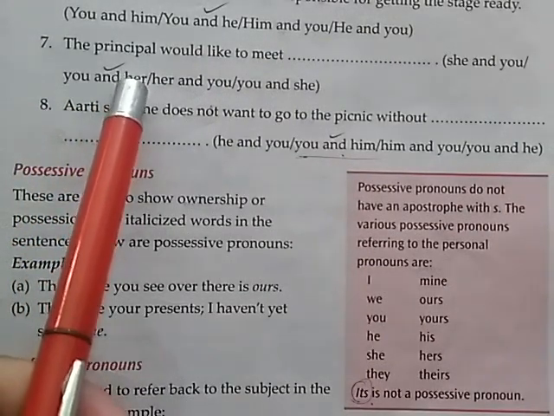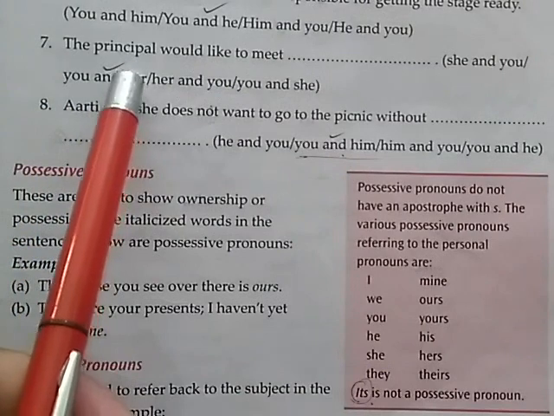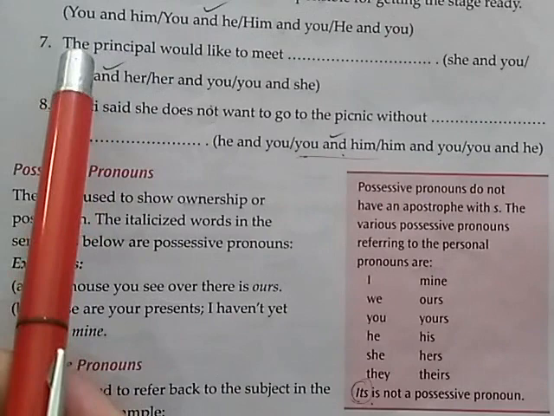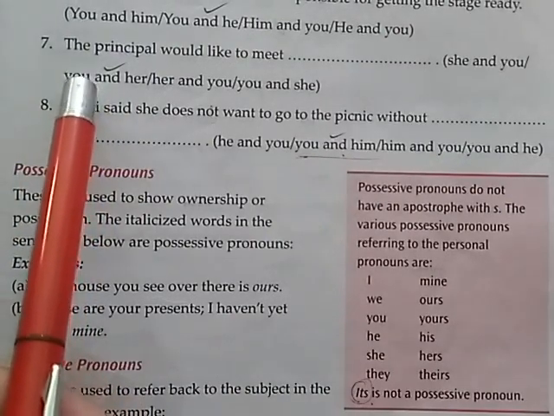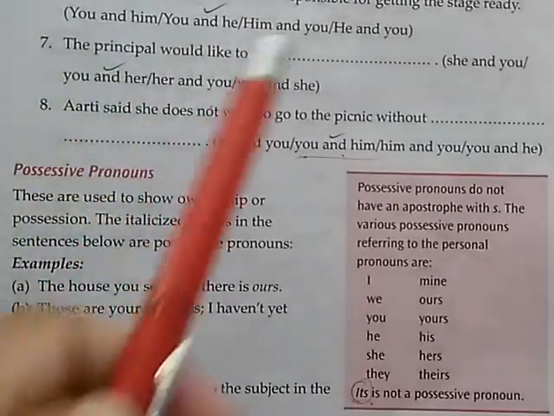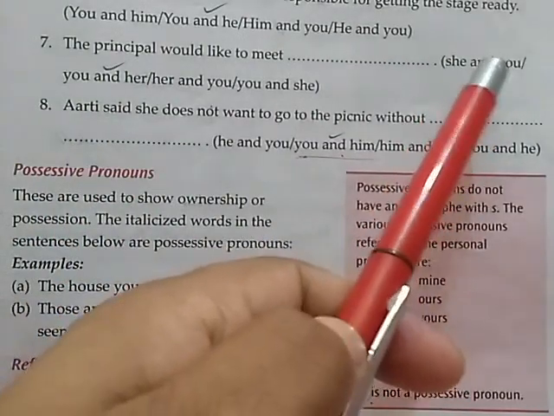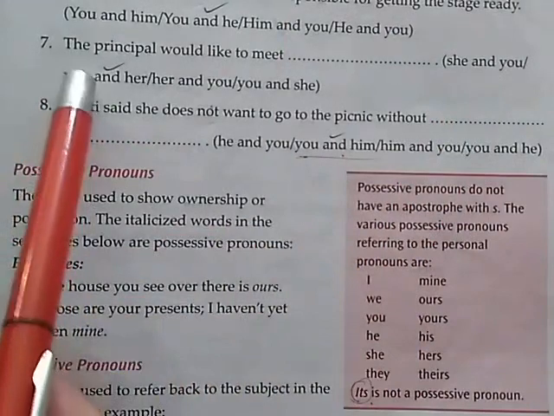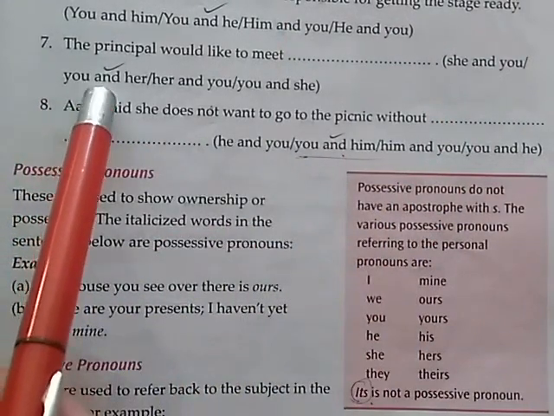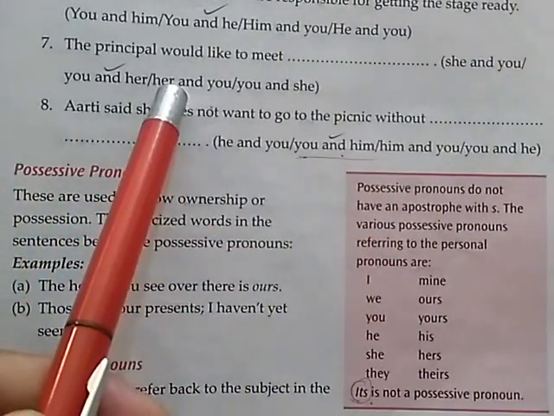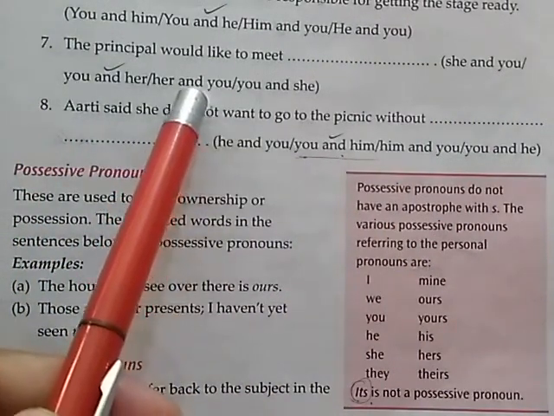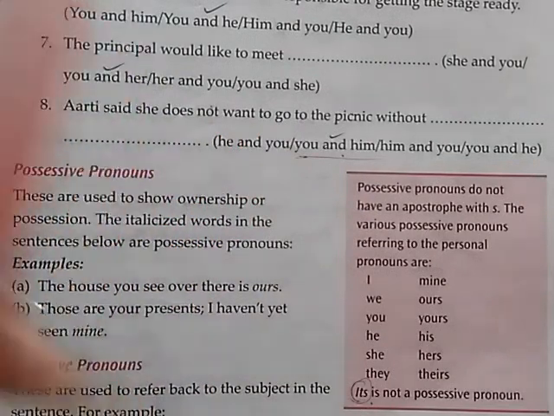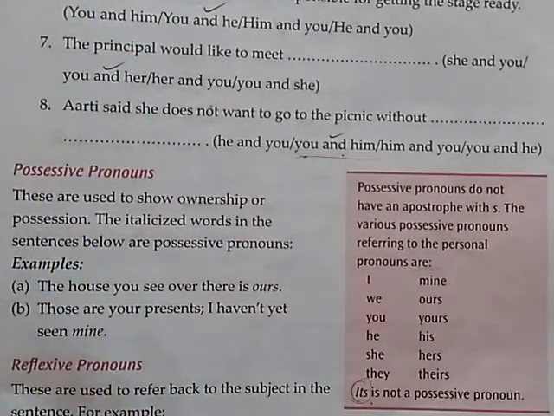The third person is not there when we are speaking this particular sentence. So first we have to give importance to the person to whom we are speaking. You and her. In this case, she and you means she is not present there. So this is the correct one: you and her. Her and you, no. You and she, no. You and her is the correct answer.